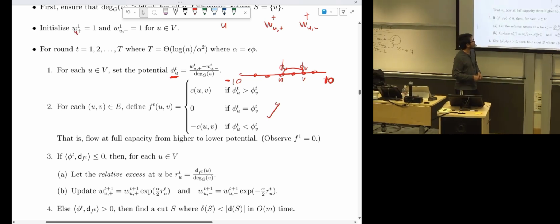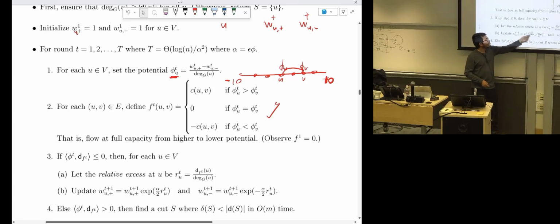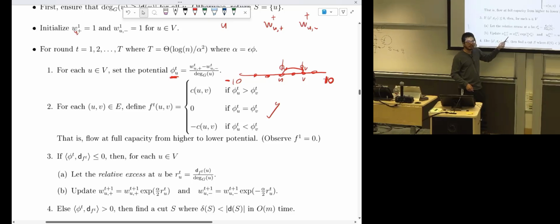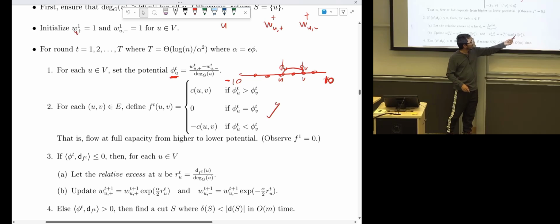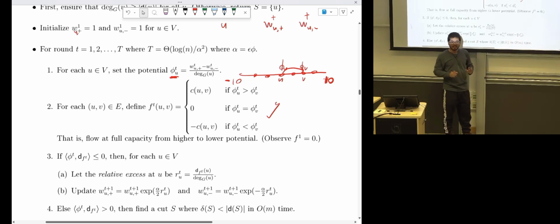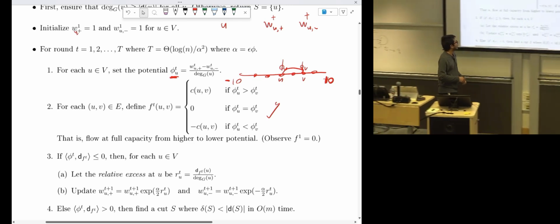Then I just update the weights. For the weight plus, if there is excess, then the weight will increase. If the excess is a lot, then it will increase a lot. And weight minus is going to increase if there is deficit. If there is a lot of deficit, it will increase a lot.